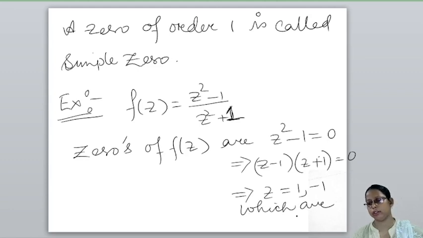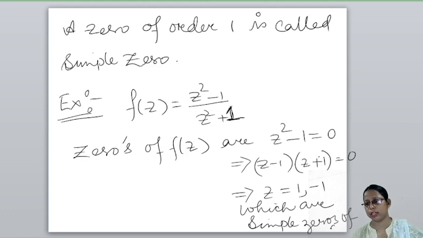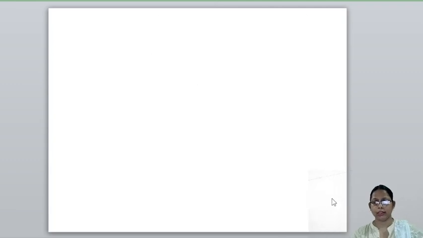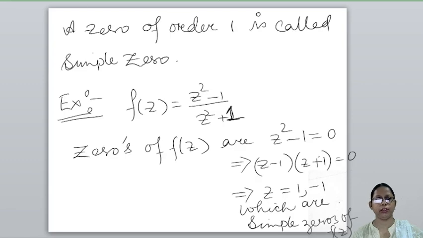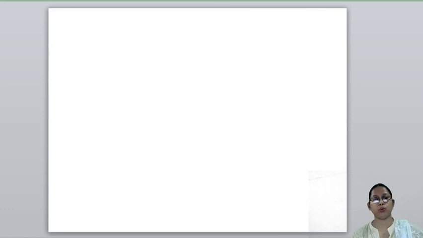which are simple zeros of f(z). This is number one. Next, number two.